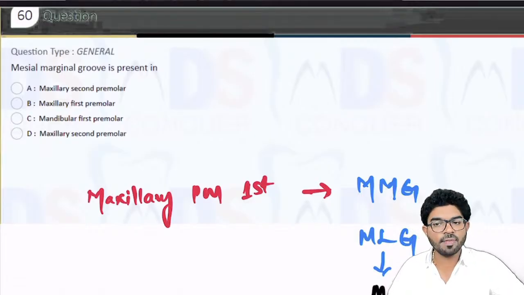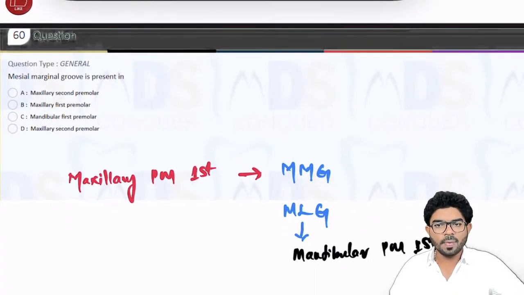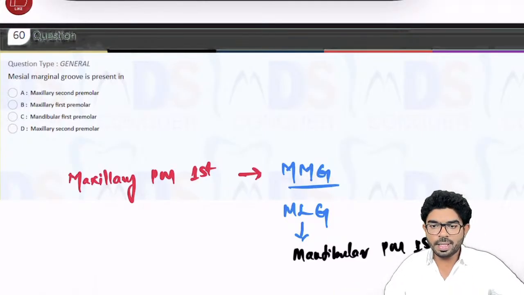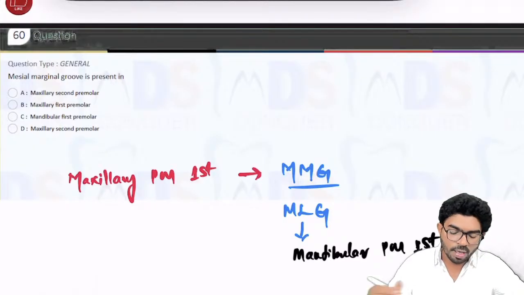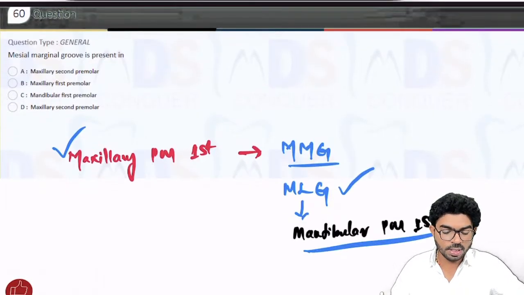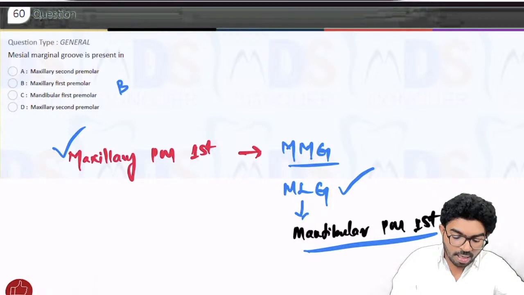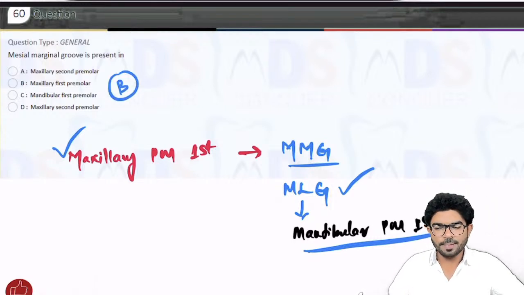Okay, then comes question number 60. Question number 60 again is a straightforward easy question. Here I want you to make a note about two important grooves that most of us are aware of. One is the mesial marginal groove. So one small groove will be there on the mesial side, and it is regularly given as a diagram based question. Mesial marginal groove is seen in the case of your maxillary first premolar, and mesial lingual groove is seen in the case of your mandibular first premolar. Now the question is mesial marginal groove, straightforward answer. The answer is maxillary first premolar, option B. This groove based question was given so many times in the NEET examination.